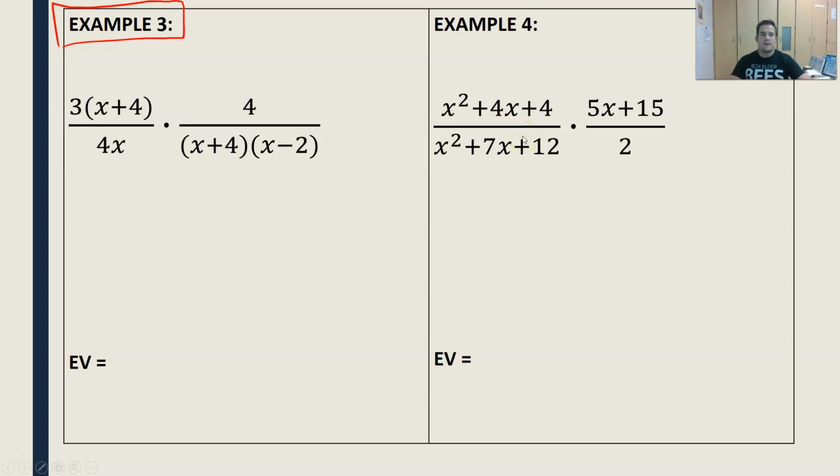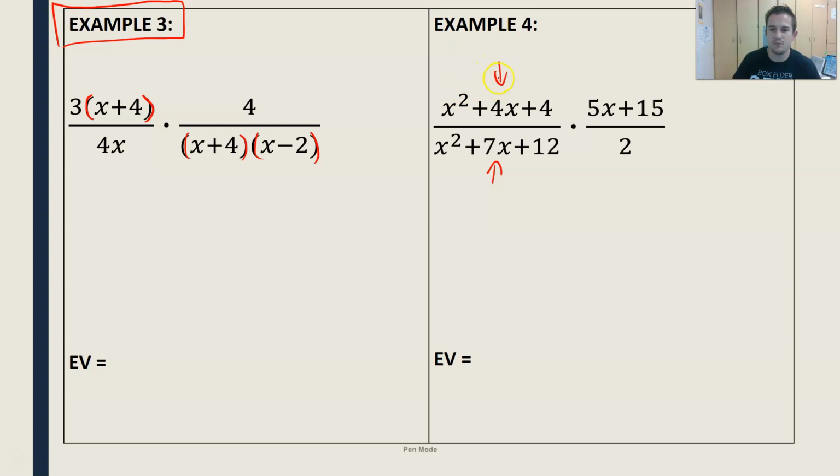Notice here, on these previous problems, I had my numerators and my denominators, the tops and bottoms of my fractions, already factored. So it was really convenient to know what was going to be able to cancel. These expressions are quadratic expressions, these two right here, that are not factored yet. So you guessed it, we're going to have to factor them first and then determine what can cancel out in the top and bottom. So let me show you.